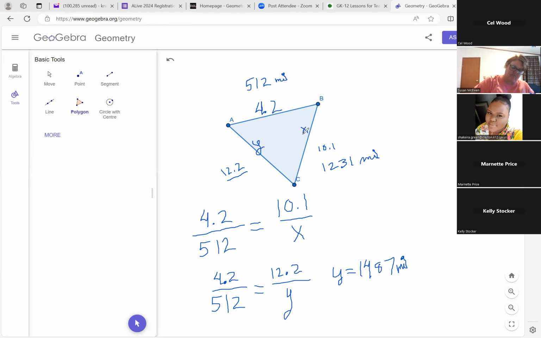And that would be this distance here from A to C. B to C, we called X. A to C, Y. Okay, what other questions did you have about that?